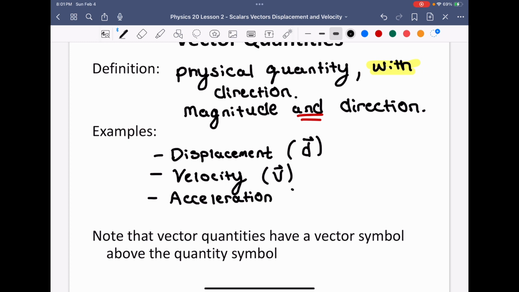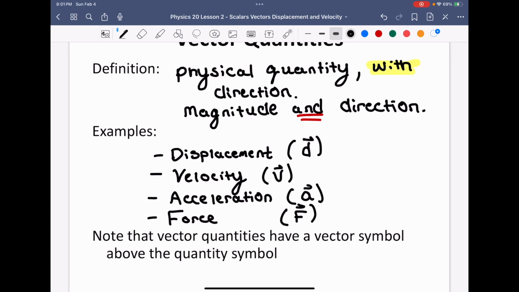Acceleration being a measure of, is the thing gaining speed? Is it losing speed? Is it slowing down? Is it speeding up? And then lastly, force. When we get to unit B and onward, we're going to define forces as having some sort of directional magnitude. And as soon as you know it has directional magnitude, it must be a vector quantity.